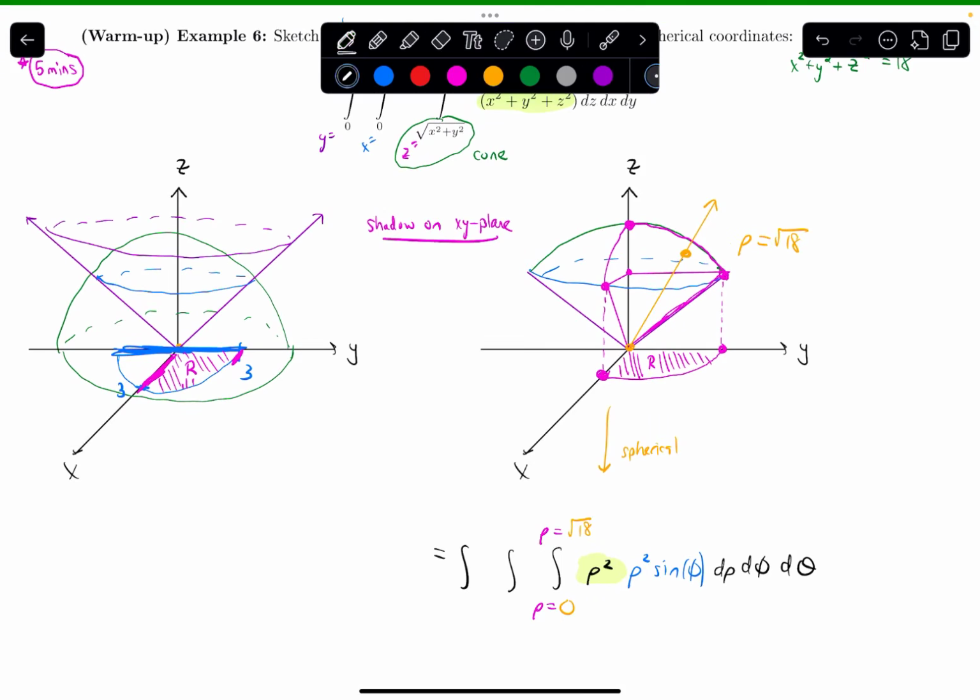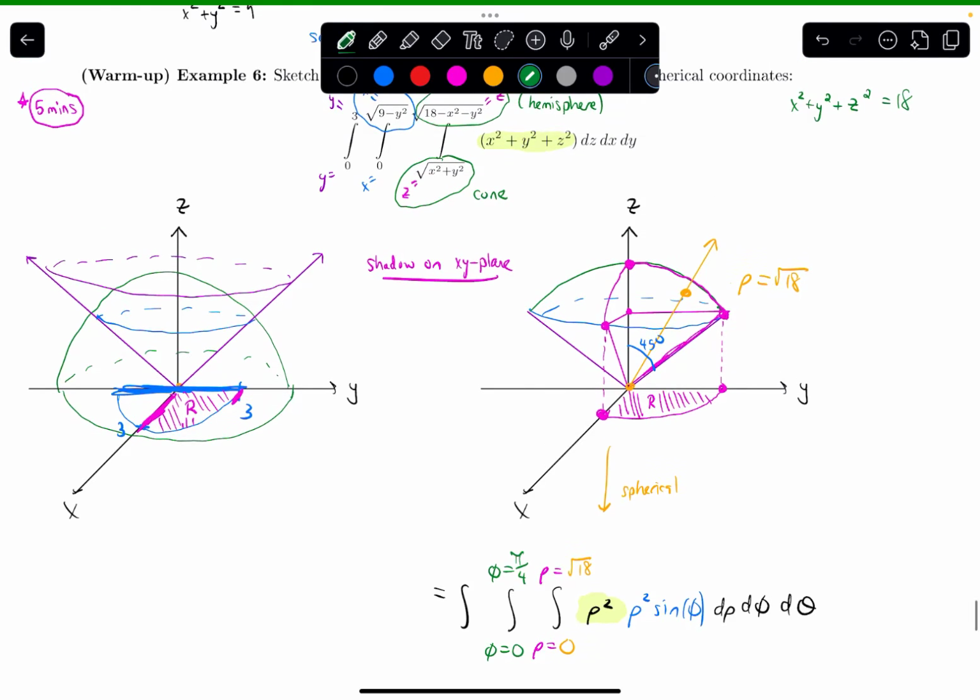Next up, I need phi. So what does phi go from? I draw an arrow straight up on the positive z-axis. And right now we've already entered the region. That is when phi equals 0. And then I keep going out away from that until I exit the region, which happens here. And on this cone, that forms a 45-degree angle, which in radians is pi over 4.